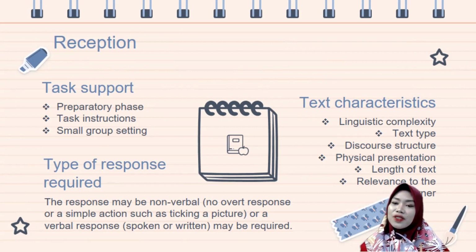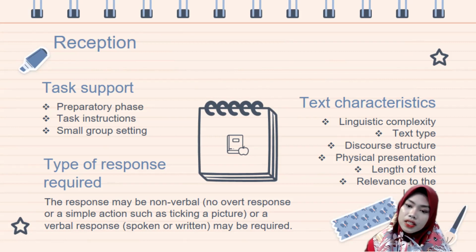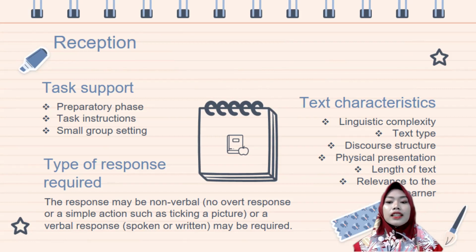And the last is text characteristics. The first is linguistic complexity. The second is text type. The third is discourse structures. The fourth is cycle presentation. The fifth is length of text. The last is relevance to the learner.